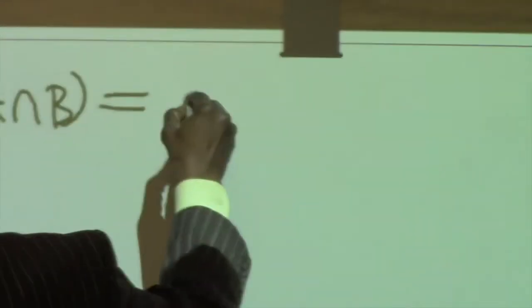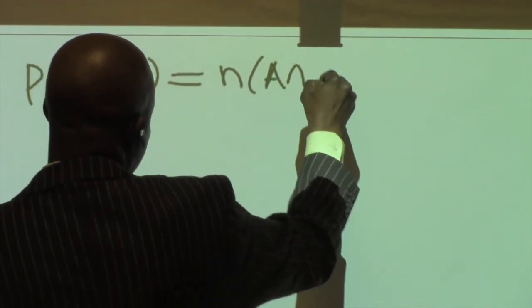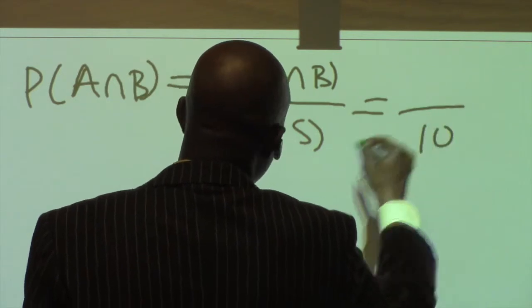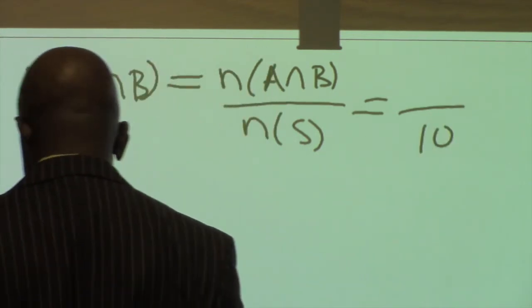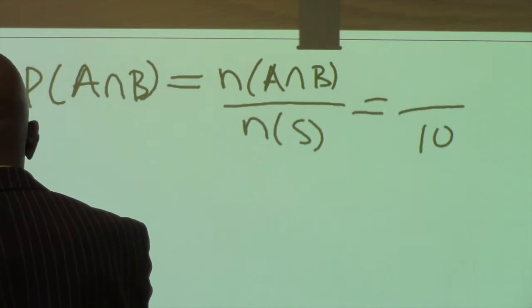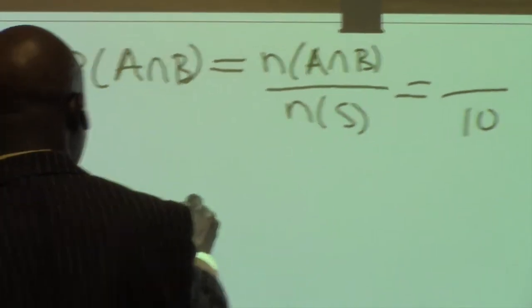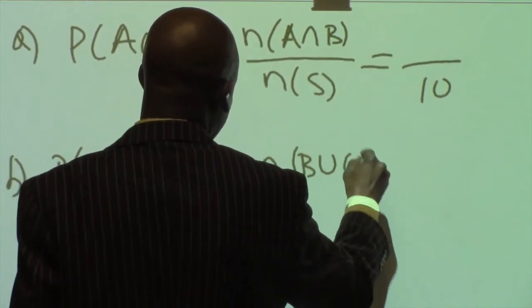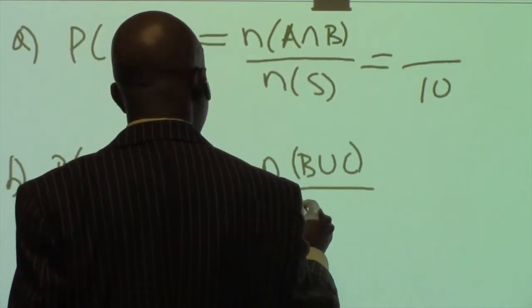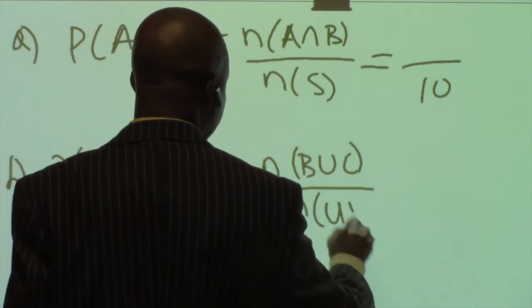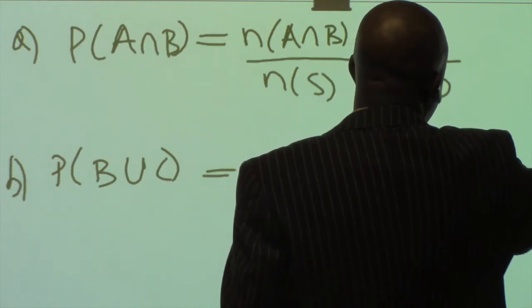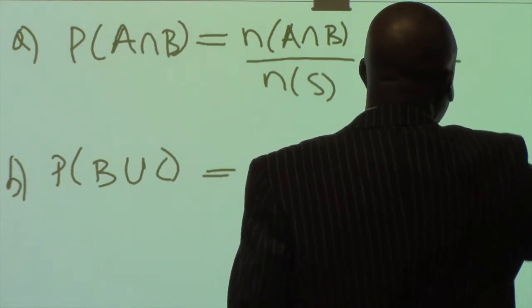Okay. So the probability of A intersect B will be the number of elements in A intersect B over the number of elements in the sample space. The number of elements in the sample space was 10. I'm going to set them up like this and go back. Next one was the probability of what? B union C. That would be the number of elements in B union C over the number of elements in the universal set. I use S over here. That's the same thing. The number of elements in S and the universal set will be equal.